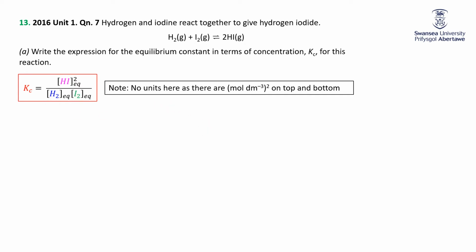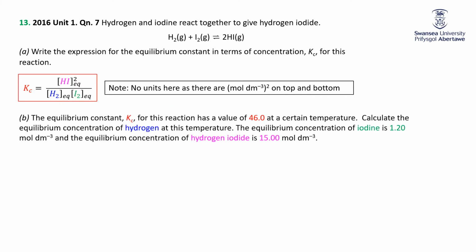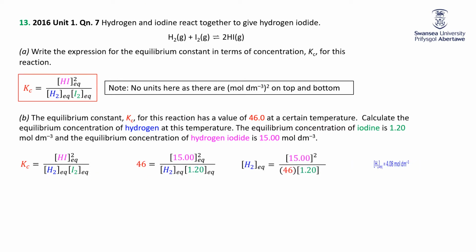They cancel out nicely. As illustrated in part B, where they tell us the value of Kc, just 46, no units there. Calculate equilibrium concentration of hydrogen at this temperature given the equilibrium iodine and equilibrium HI. So we know Kc, we know HI, we know iodine, we can pop in to get hydrogen. Pop them in, rearrange, punch in our calculators. Hydrogen is 4.08 moles per cubic decimeter.